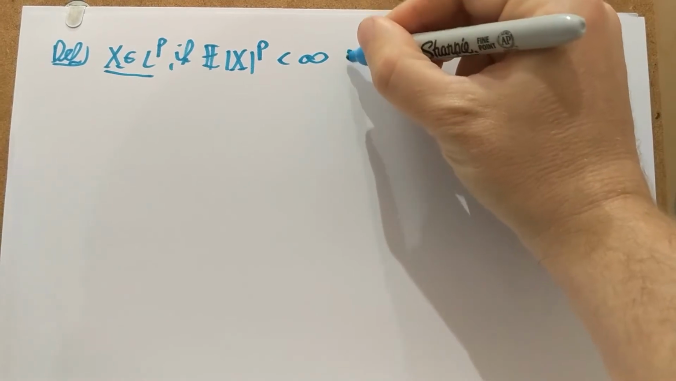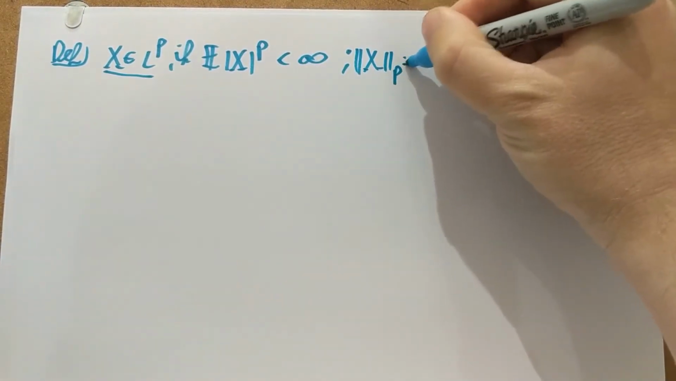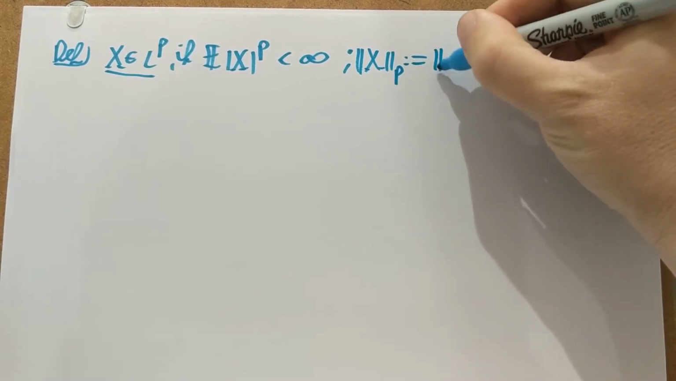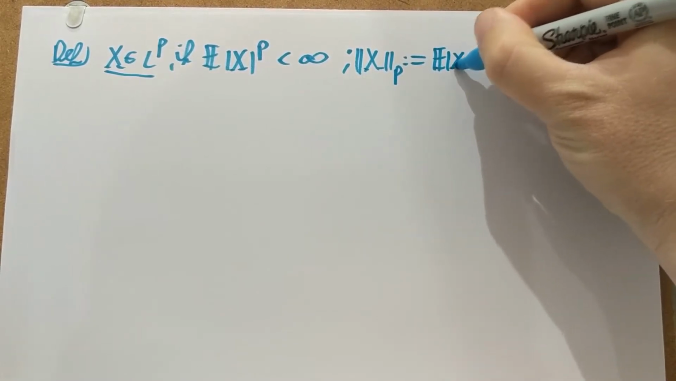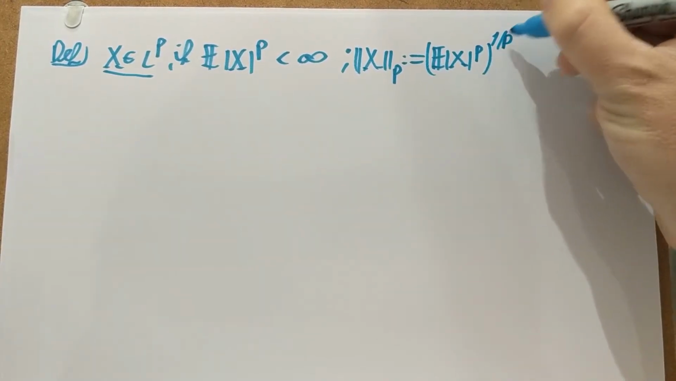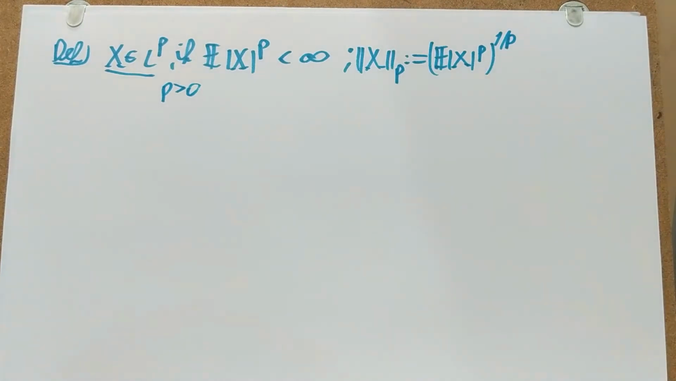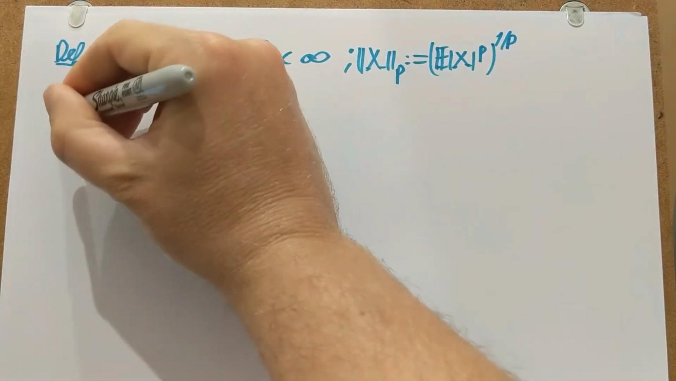And the L^p norm is just defined to be the p-th root of this expectation. Here p is a positive real number, so p is bigger than 0. Okay, so that's what it means to be in L^p. I'm going to use this notion of norm, and let me make another definition here to make everything very clear.